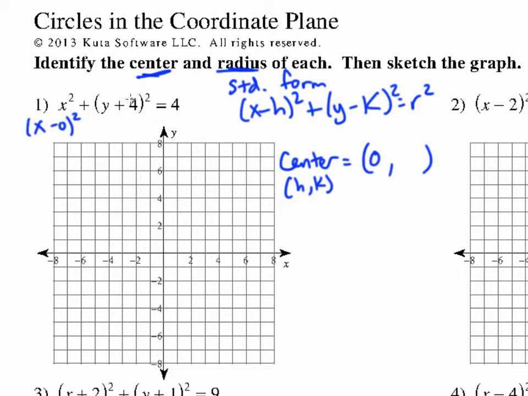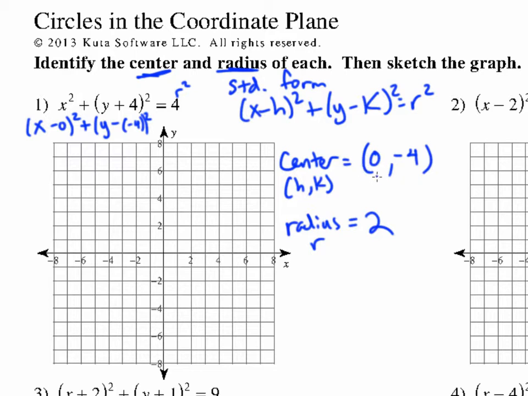And you just basically do the opposite here. So this is a minus 4. This is y, because really if you think about it, it's going to be y minus a minus 4. That's what you want. So its center is 0, negative 4. Your radius, what is your r? Well, this is r squared. So what's the square root of 4? Your radius is just 2.